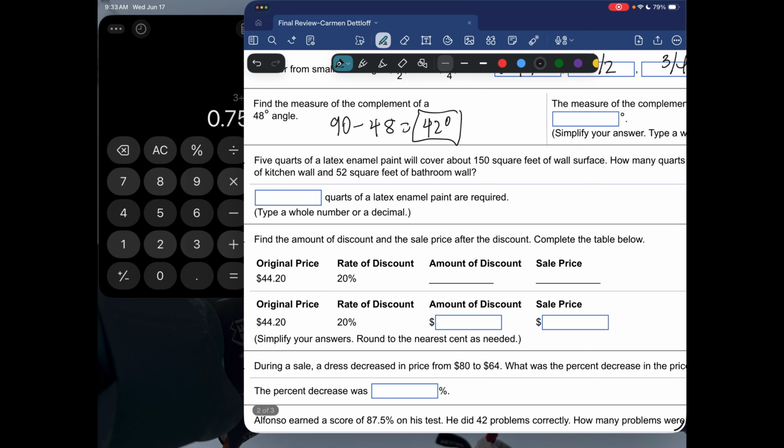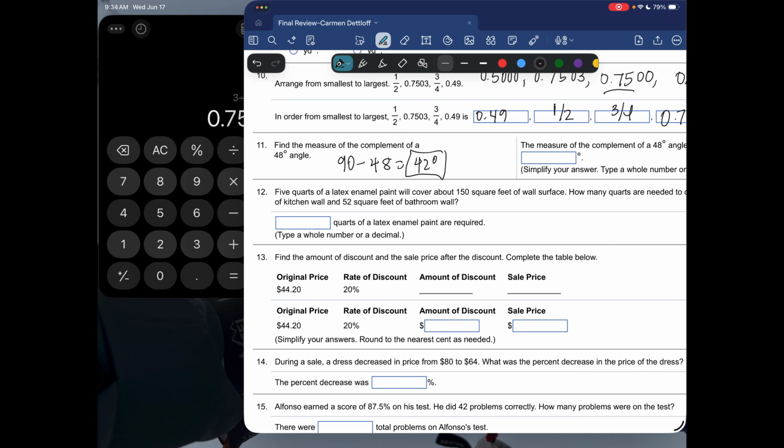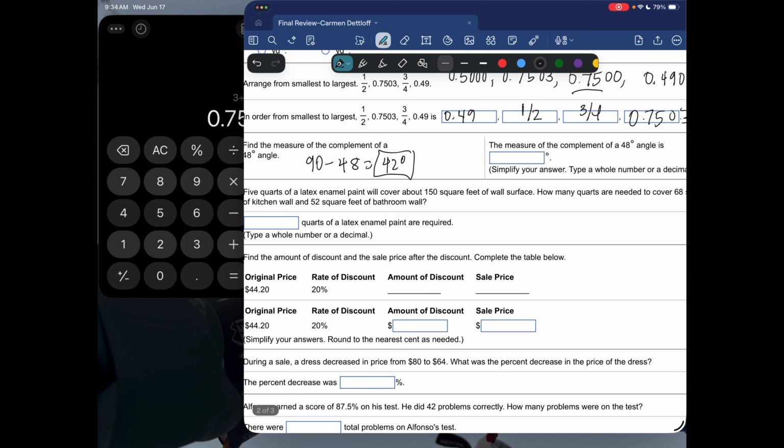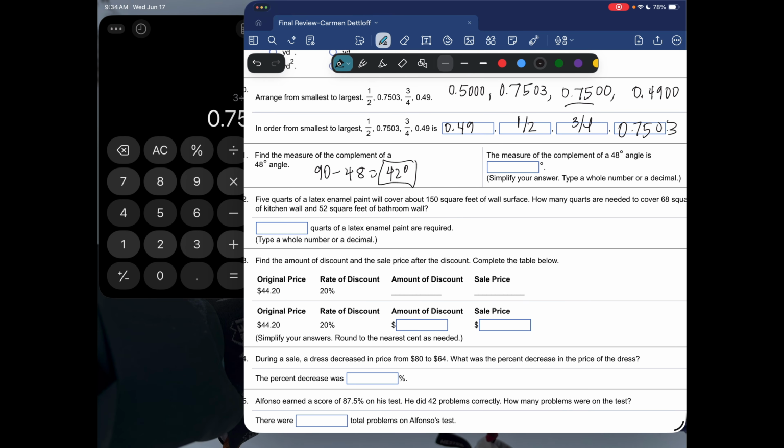5 quarts of latex enamel paint will cover 150 square feet of wall. How many quarts are needed to cover 68 square feet of kitchen wall and 52 square feet of bathroom wall? So first thing I want to do is figure out how much total I want to cover. 52 plus 68 equals 120. That is what I'm trying to cover. So I want to know how much paint it's going to take me to cover 120.